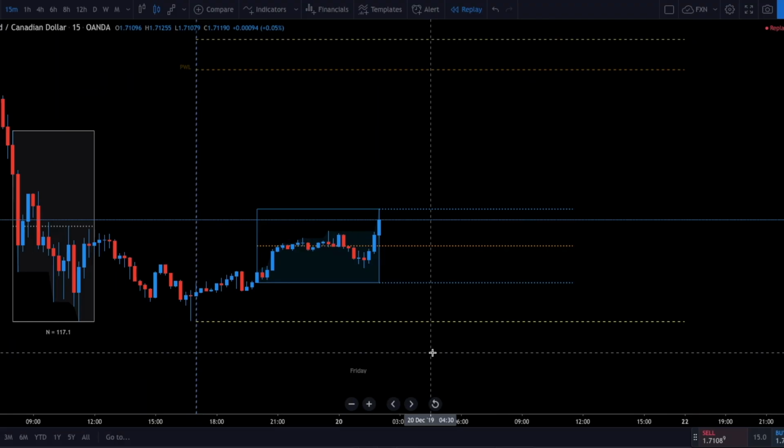All right, guys, so let's go ahead and take a look at some type 3 setups so you can see exactly how they develop in the actual charts.